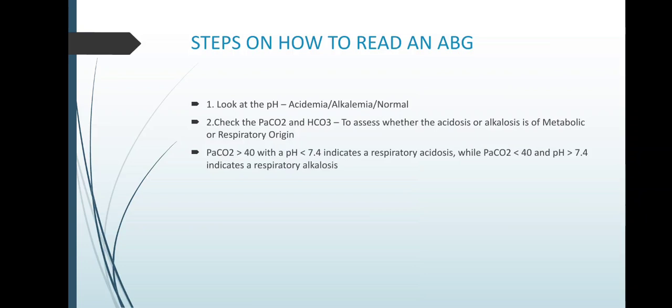Then check the partial pressure of carbon dioxide and bicarbonate, to assess whether the acidosis or alkalosis is of metabolic or respiratory origin. So what does this mean? When you look at the partial pressure of carbon dioxide and you notice that it's above 40 and pH is less than 7.4, the fact that carbon dioxide is high and pH is lower means that's respiratory acidosis. While if the partial pressure of carbon dioxide is below 40 and pH is above 7.4, that indicates a respiratory alkalosis.